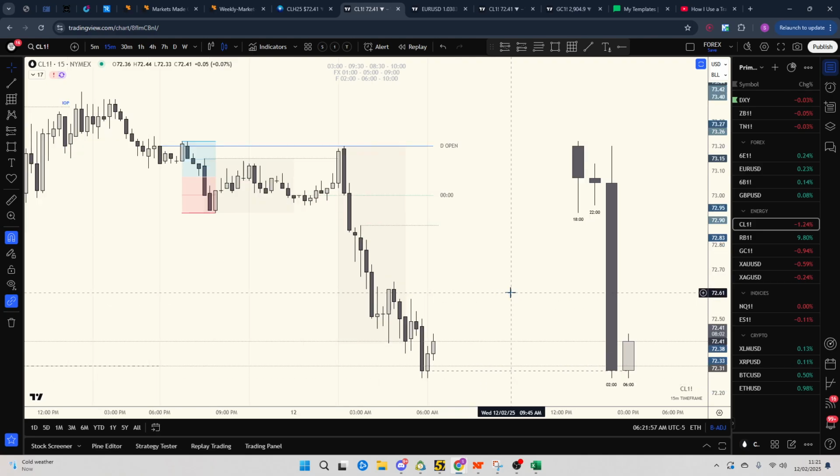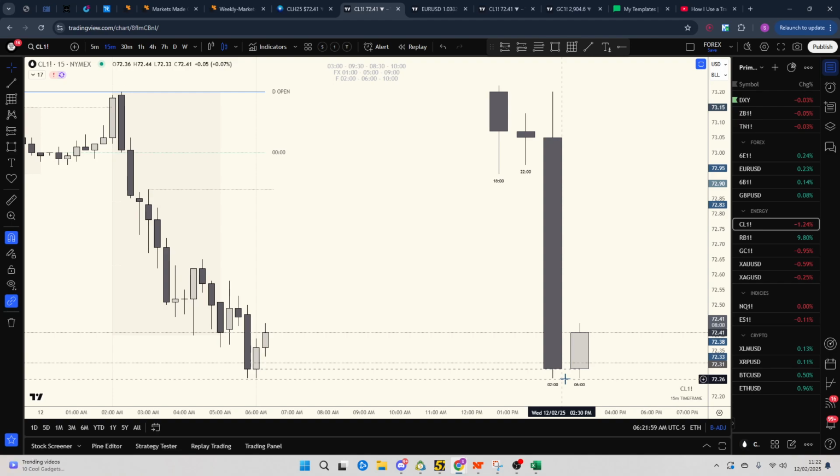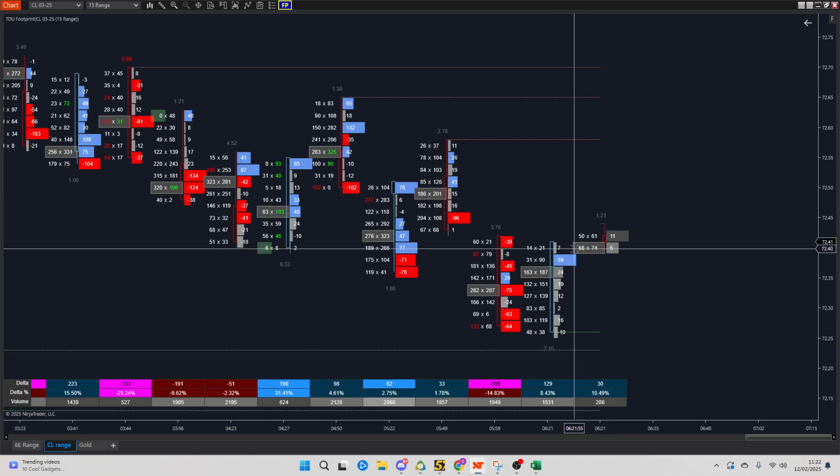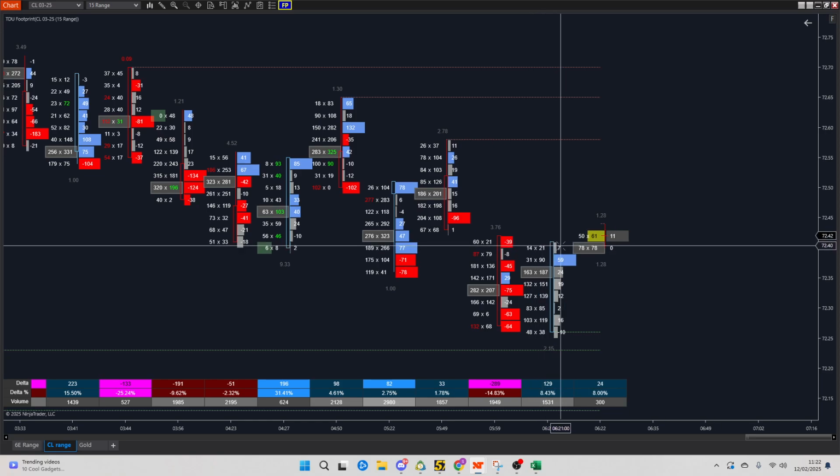Again, I want to see this push higher, but it's not the best for me here. This would be a long, but again, not very aggressive on the buyers. Buyers still failing to show up.